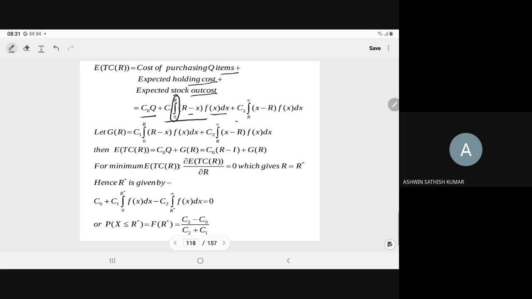Then C2 into X minus R, which applies when demand is greater than the desired inventory level, into f(x) dx. When demand is greater than R, there is shortage. So the expected shortage will be the integral from R to infinity of X minus R, value into probability, f(x) dx. That gives the total expected cost. Any problem understanding how I'm writing the ETC(R)?